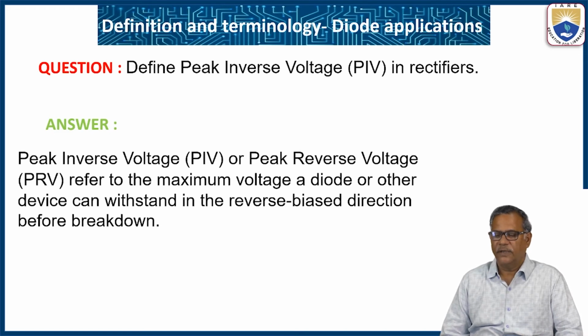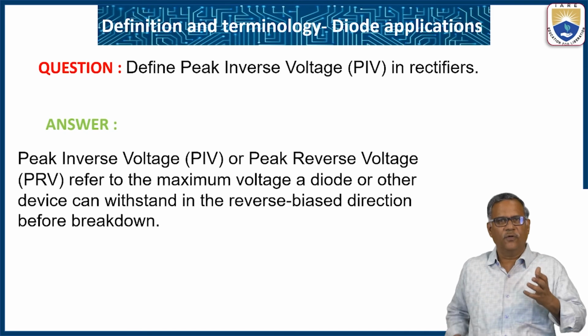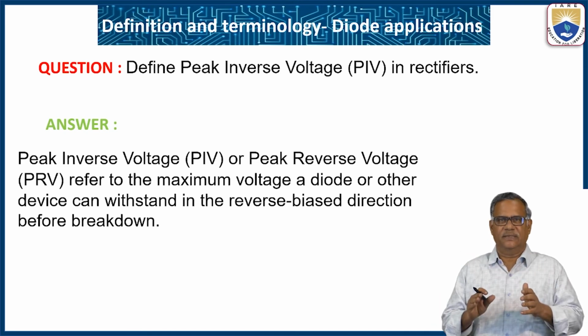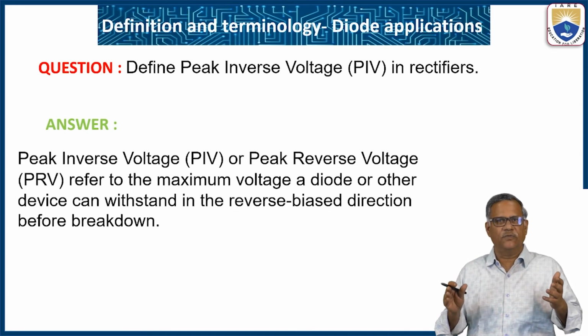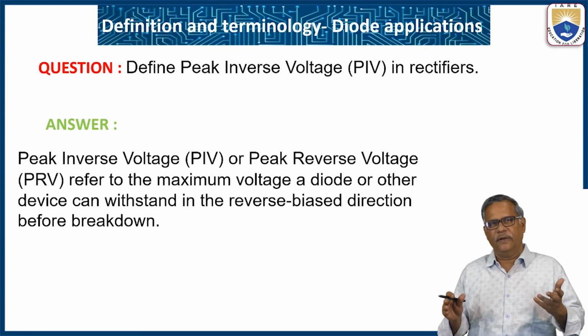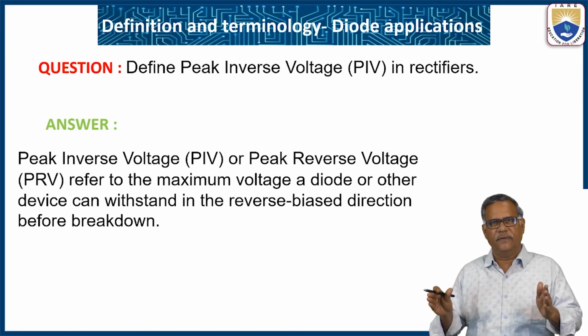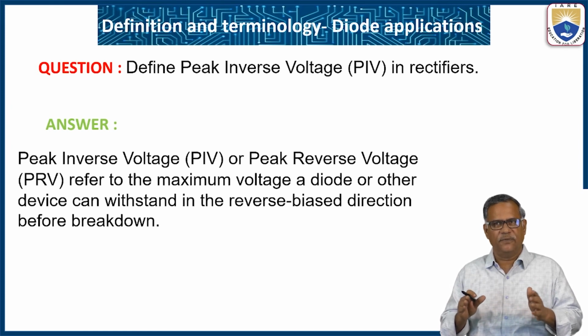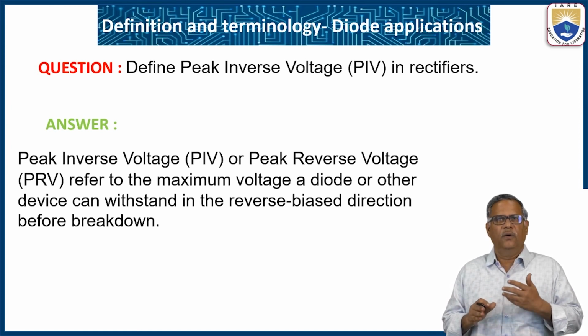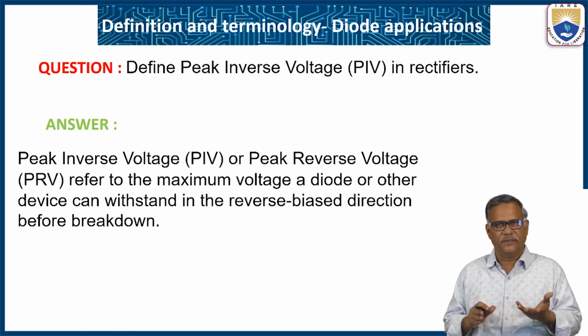Define peak inverse voltage in rectifiers. It is a voltage which appears across the diode when it is reverse biased. For a half wave rectifier it is Vm. For a full wave rectifier it is 2 Vm. For a bridge rectifier it is Vm. So peak inverse voltage refers to the maximum voltage of a diode which appears in the reverse biased condition.